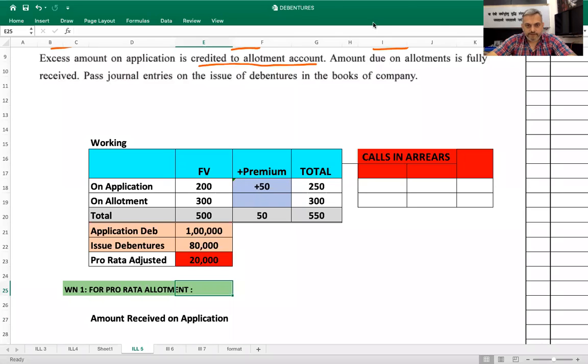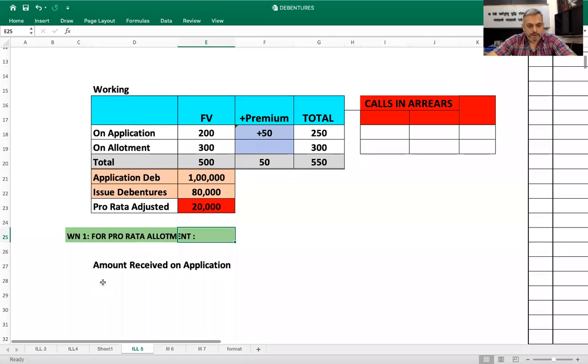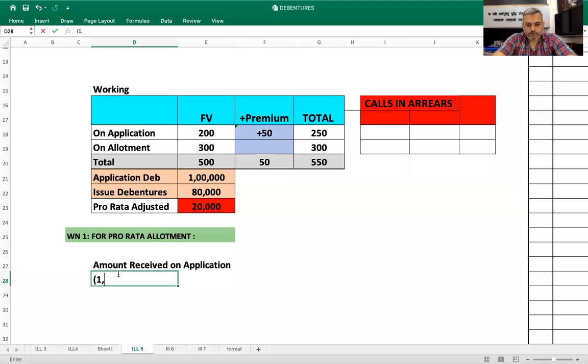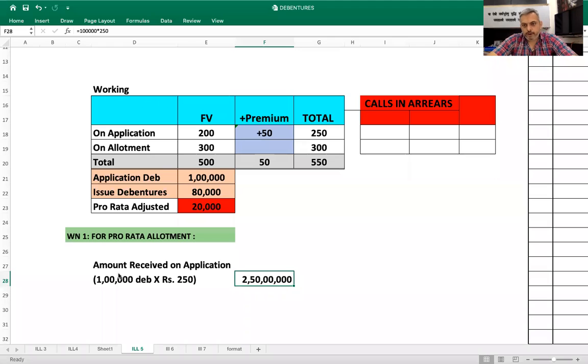Now let's do the working. Amount received on application: so 1 lakh debentures into rupees 250 on application. So it comes to 1 lakh into 250, so 2 crore 50 lakh is amount received on application.